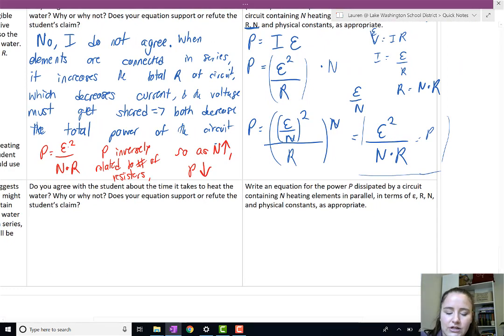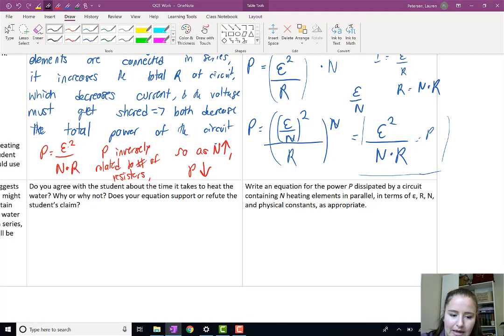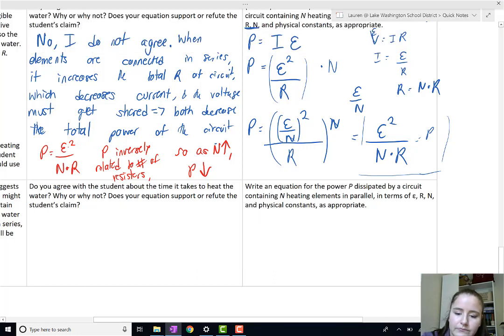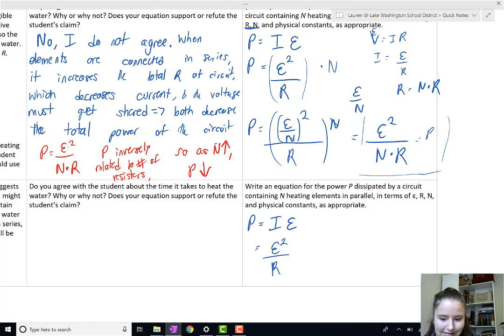So let's go ahead and write our equation again. We have the same base, okay? Power equals I, current times voltage, okay? But again, we can rewrite the current in terms of the EMF, E squared over R. Now, in parallel, as you add them, the voltage stays the same and the resistance actually decreases. So the total resistance then would actually be, well, we know it's 1 over R equals 1 over R plus 1 over R, et cetera, et cetera, et cetera, okay?